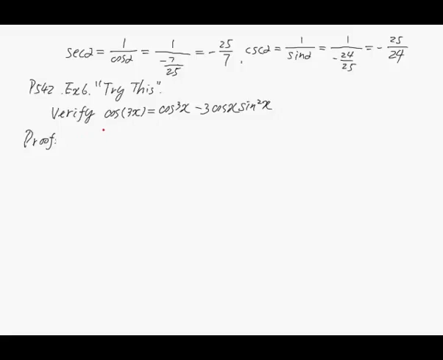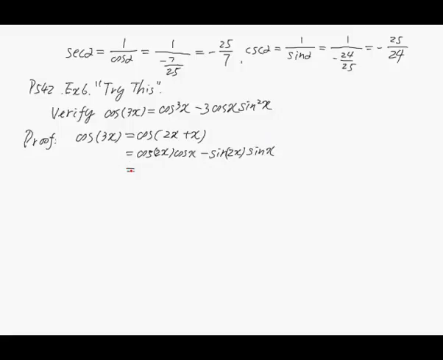So we can use the cosine of a sum to rewrite this cosine of 3x. We may write this cosine of 3x as the cosine of 2x plus x. Now we can apply the cosine of a sum identity. So it's equal to cosine of 2x times cosine x minus sine of 2x times sine x.